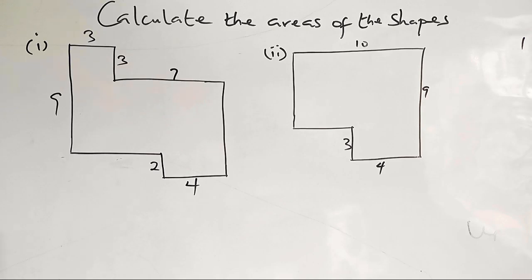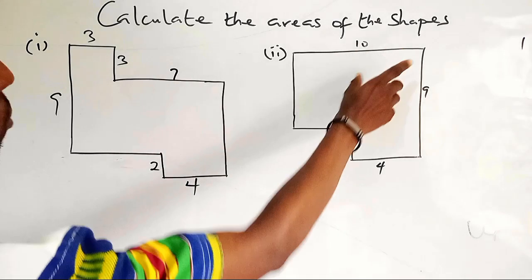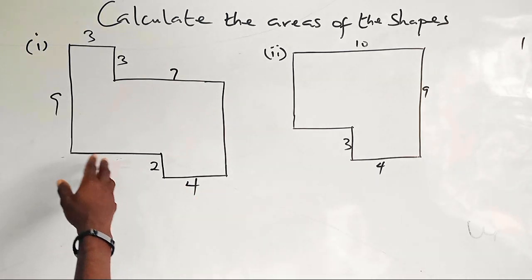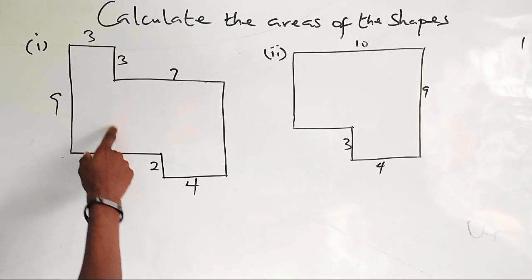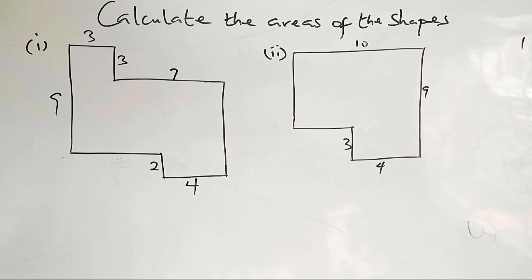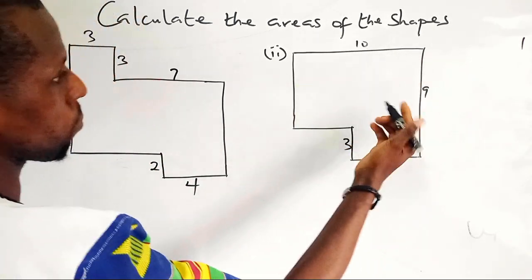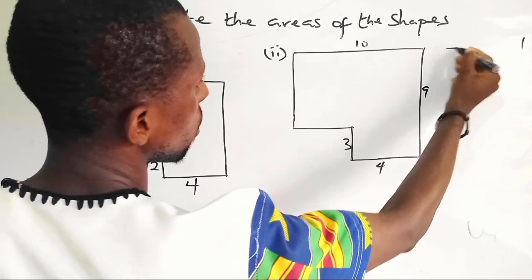The question says calculate the areas of this shape. So these are compound shapes, and we have a rectangle and a square combined. The first thing we do is quickly look at the properties of a rectangle and a square.